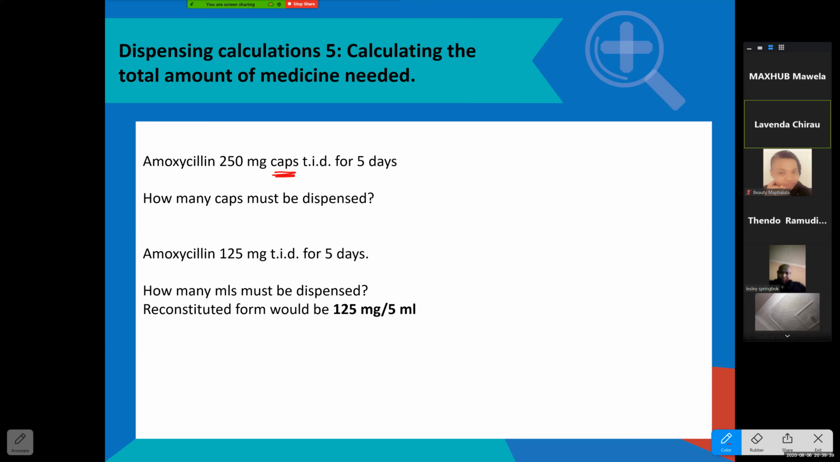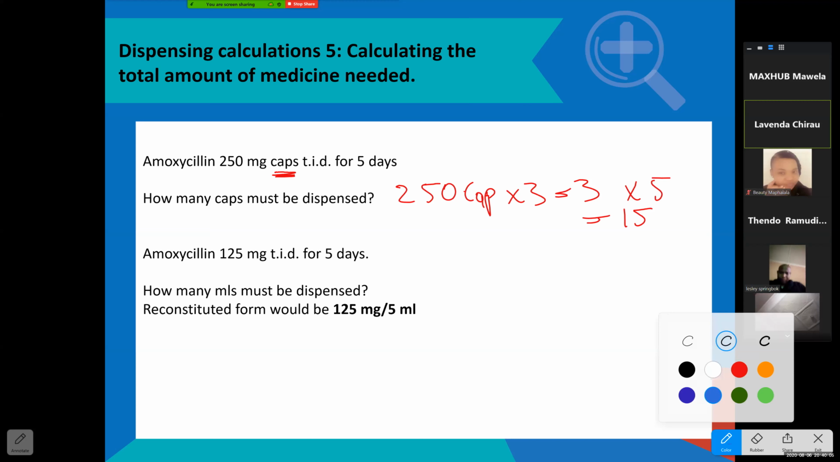So this will be 250 capsule, right? They say it's 3 times a day, so times 3. What does that give you? It means it's 3 per day. For how many days? For 5 days. And that gives you 15. So that answer was very correct. Right. Now let's look at the next one.